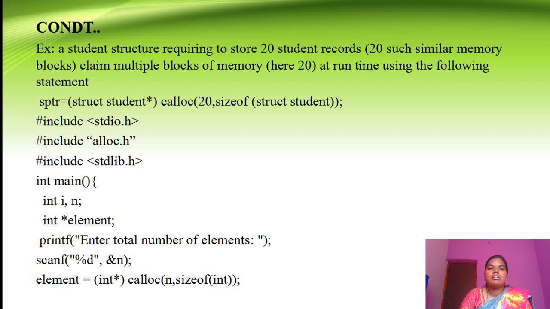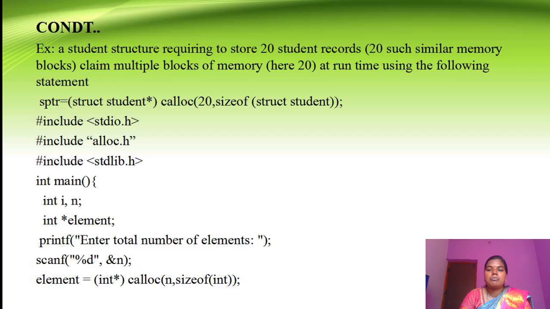For example, a student structure requiring to store 20 students' records. For that, it contains 20 such similar memory blocks, and we allocate multiple blocks of memory, here 20, at runtime using the following statement: ptr = (struct student *) calloc(20, sizeof(struct student)).